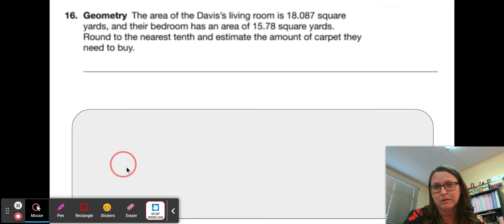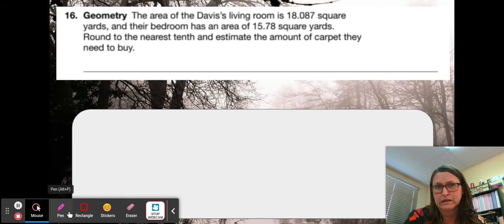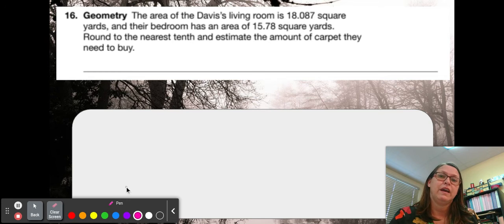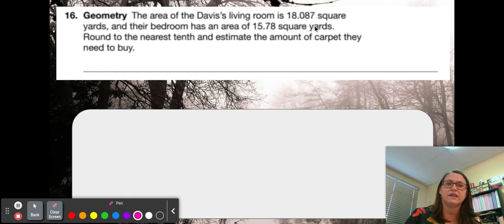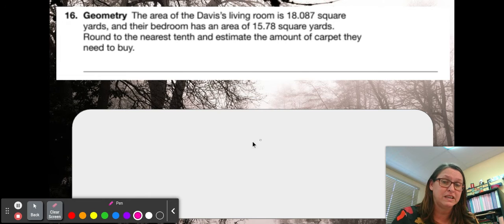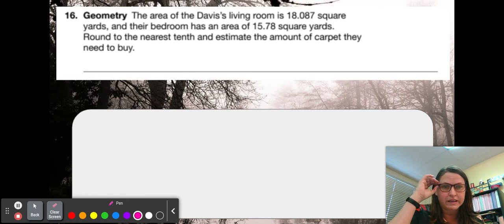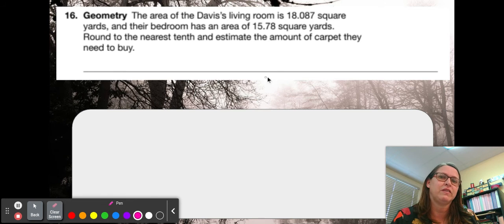Now let's go to our next problem. The area of the Davis's living room is 18.07 square yards, and their bedroom has an area of 15.78 square yards. Round to the nearest tenth and estimate the amount of carpet they would need to buy. Because I hear the word area, I automatically would think I need to multiply. But with this problem, I don't. I need to look at what they're asking.